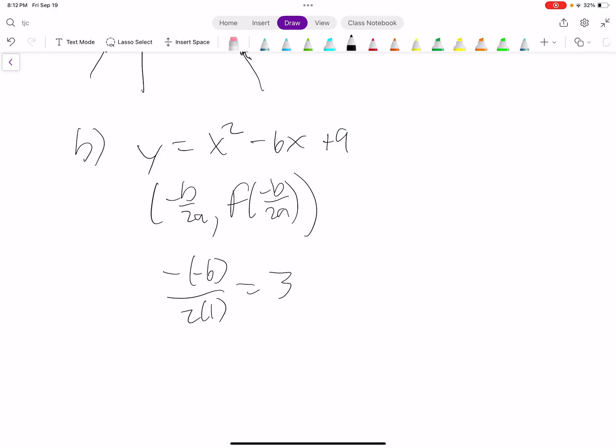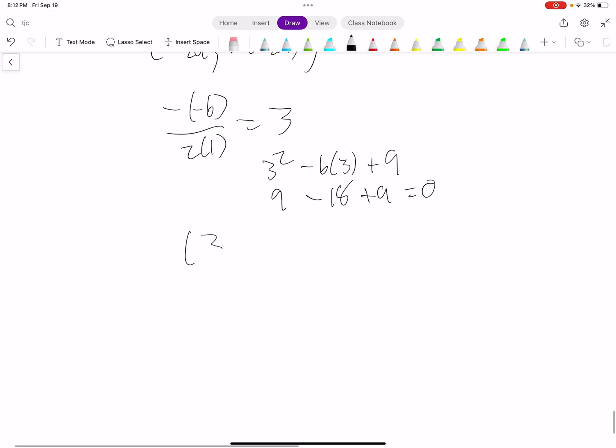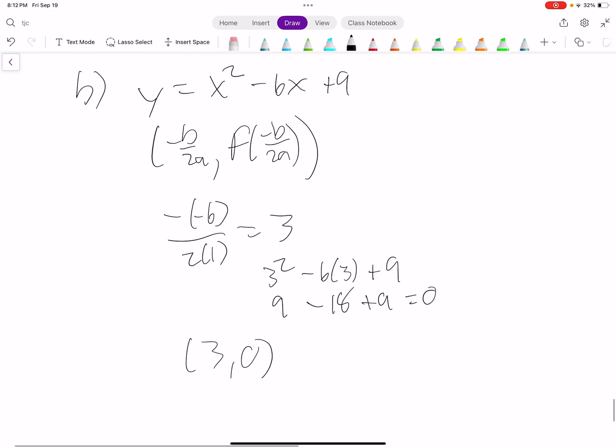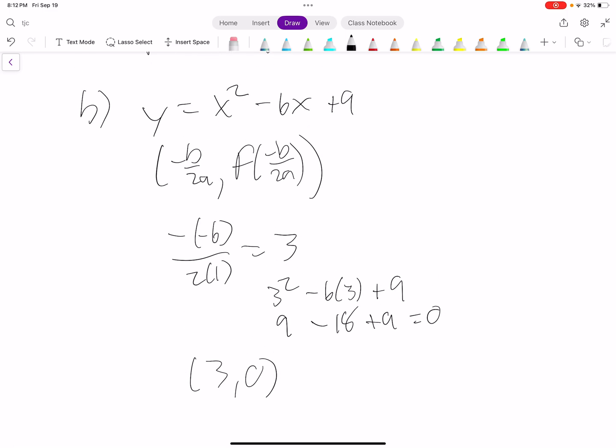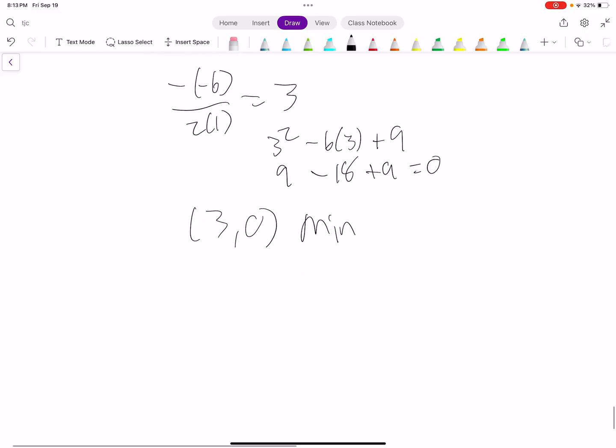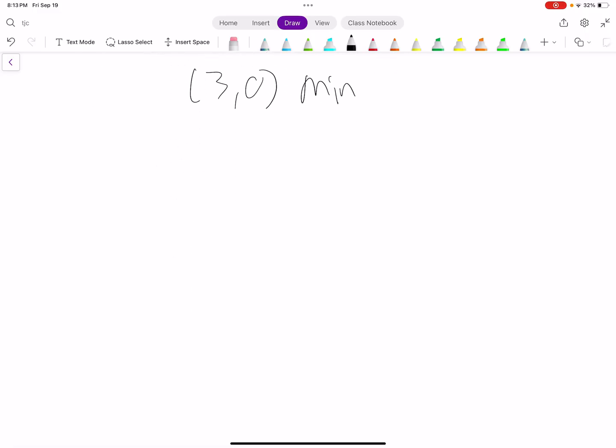Then we're going to plug 3 in. So that will give you 3 squared minus 6 times 3 plus 9. So this is 9 minus 18 plus 9, which gives me 0. So the vertex is (3, 0). And we know that a is 1. So we know this is actually concave up, which makes this a min instead of a max, unlike the previous one. So now I do my t-table.